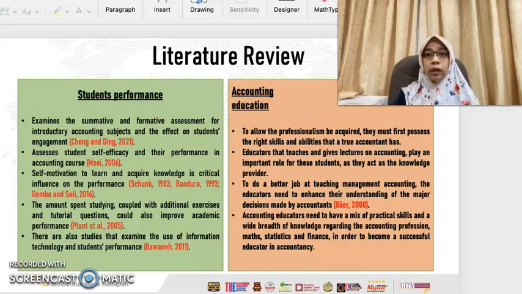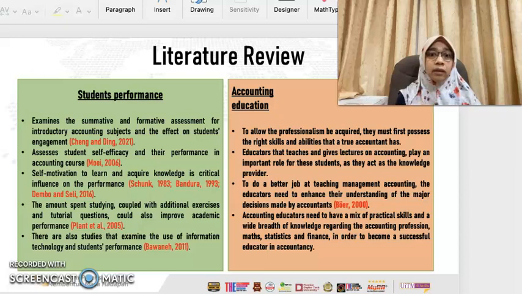I've split the literature into student performance and accounting education. If we look at student performance, there are various studies that look into it. For example, they examine summative and formative assessment for introductory accounting subjects and the effect of this on student performance. There are also studies that assess students' self-efficacy and their performance in accounting courses. There are also studies that look into self-motivation to learn and acquire knowledge, to see whether self-motivation would critically influence their performance.